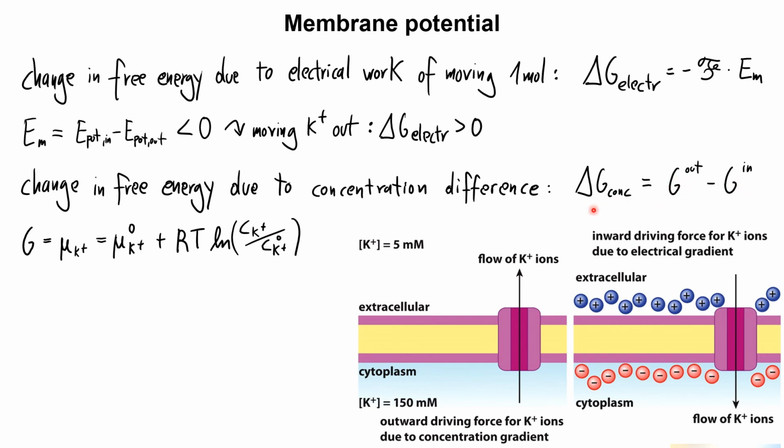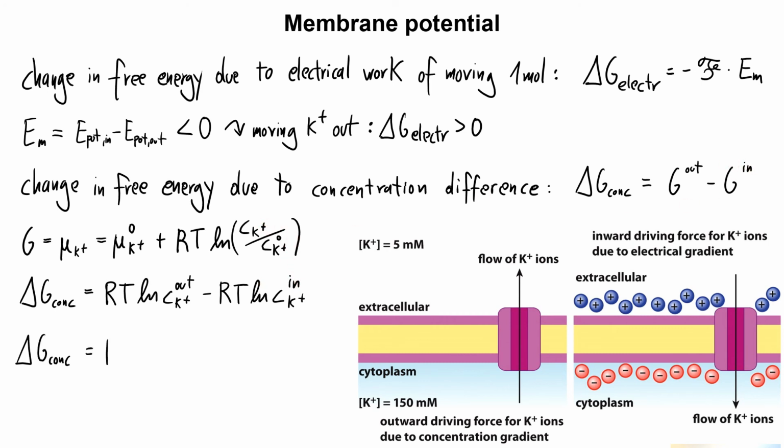So we want to calculate the difference between the free energies outside minus inside. Let's do that by subtracting these two from each other. The standard chemical potentials for both of them will cancel out since they are the same. But the concentration dependent terms will stay, being the logarithm of the concentration of the potassium on the outside minus the logarithm of the concentration of the potassium on the inside. Excellent. We can combine these two natural logarithms into one by building the quotient of the two of them.